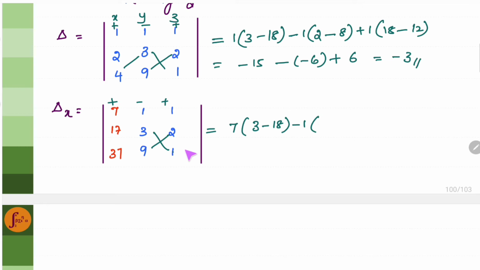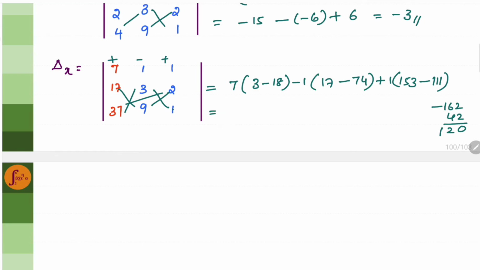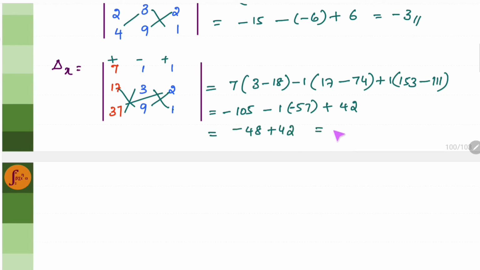Next one is minus 1 into 17 into 1, 17 minus 37 into 2, which is 74. Then plus 1 into these two: 17 into 9 is 153 minus 37 into 3 is 111. So we'll get 7 into minus 15, which is minus 105, minus 1 into minus 57, plus 42. So this is going to be minus 105 plus 57, so we'll get minus 48, plus 42, which is minus 6. So we'll get minus 6 as the answer for determinant x.